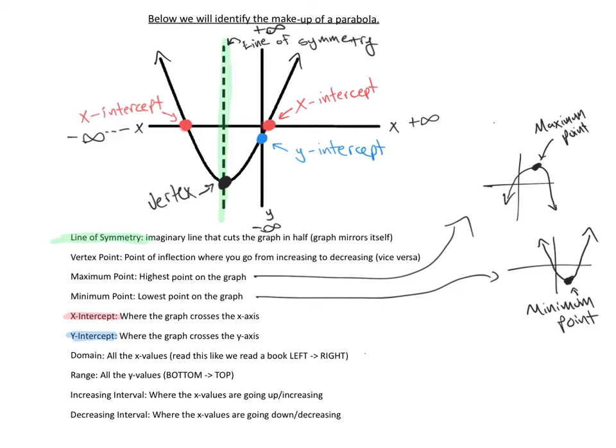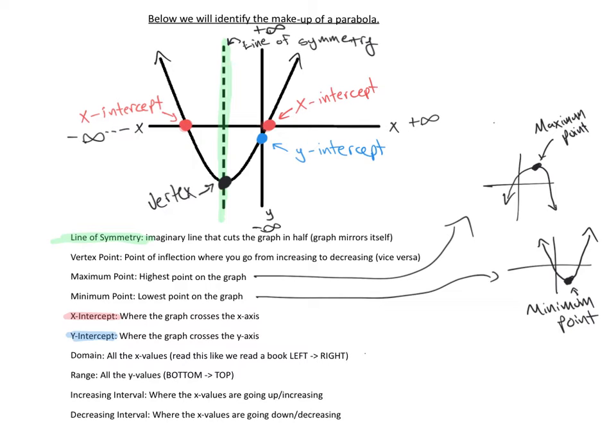This is referring to the x values where the graph is decreasing or going down from left to right, and increasing interval is referring to the x values where the graph is going up from left to right. So decreasing is going down, increasing would be going up. And we're always going to read that from left to right. So imagine just going left to right on the graph. If you're going down, that would be decreasing. Going up, that would be increasing.